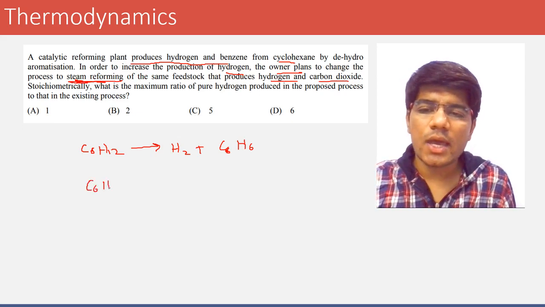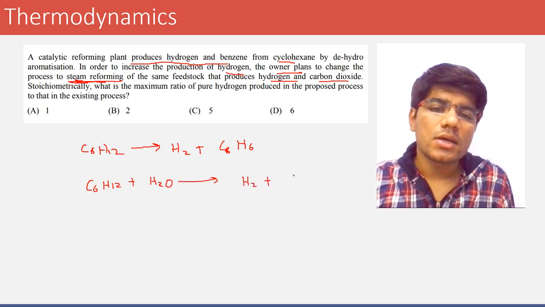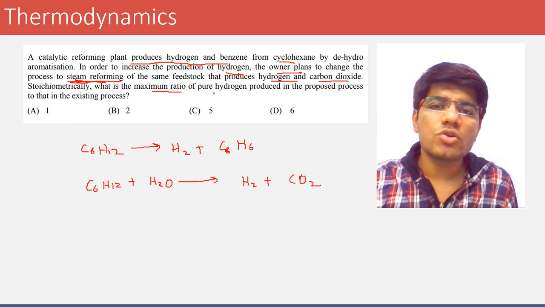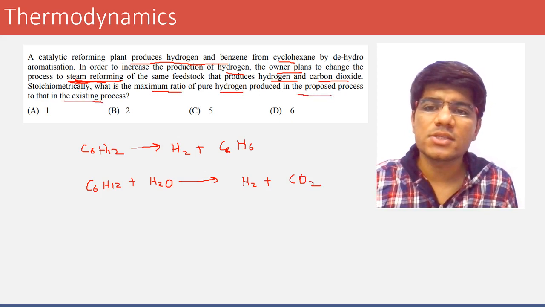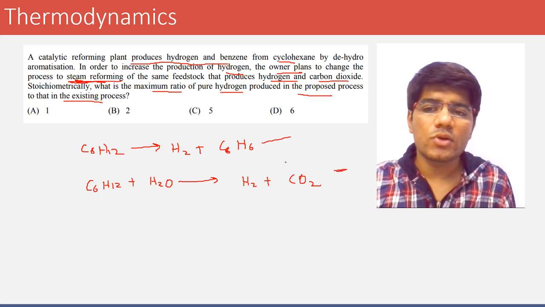So C6H12 plus steam, that is H2O, will give hydrogen plus carbon dioxide. Now we need to find the maximum ratio of pure hydrogen produced in the proposed process to that of the existing process. So this is the existing process and this is the proposed process.